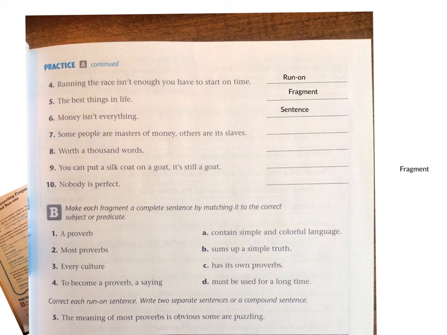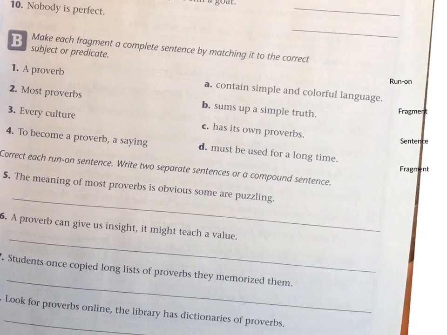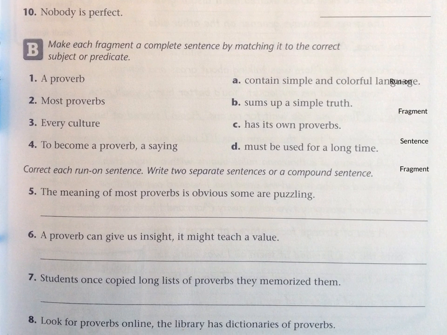All right. Next, we are going to look at the matching part. It says, make each fragment a complete sentence by matching it to the correct subject or predicate. And so all you're going to do is draw a line. And then I'll give you one. "A proverb" and "sums up a simple truth." So all you're doing is drawing a line from the first part of the sentence to the second part of the sentence, so that way you can complete it.